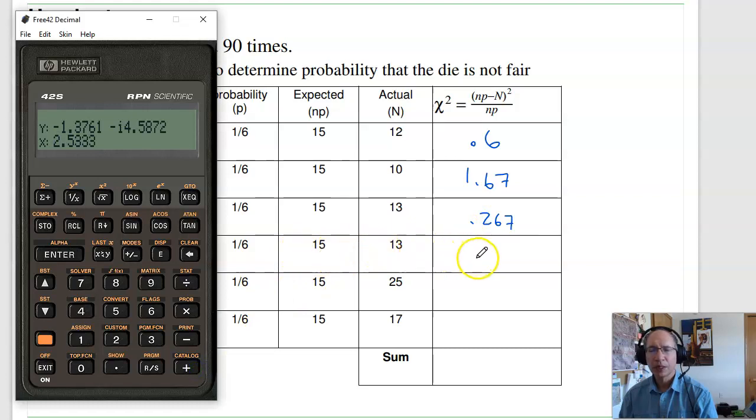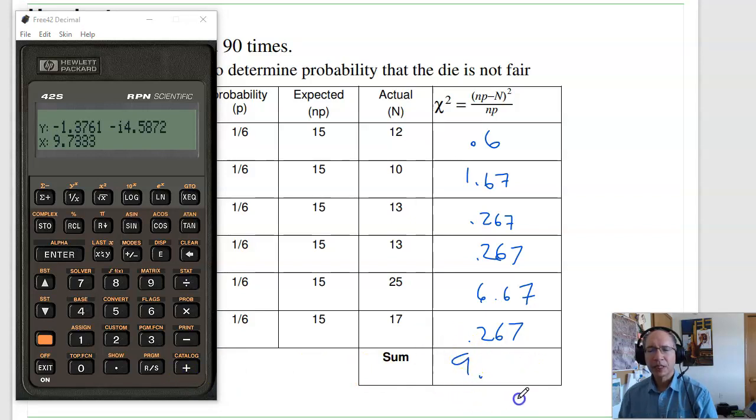Then 4 over 15 again. Then the difference is 10, so 100 over 15, 6.67. And 2 over 15, 0.267. That's 4 over 15. Total chi-square score is 9.73.